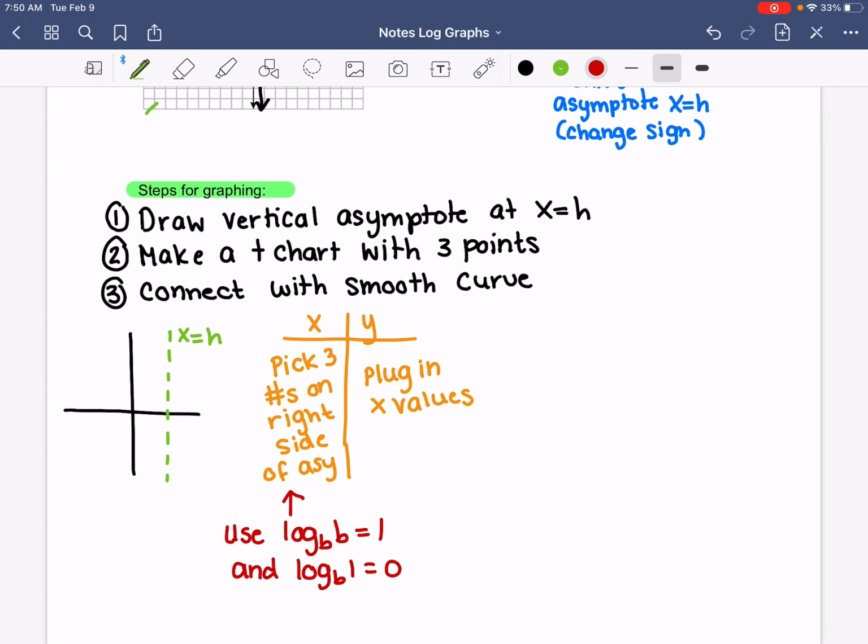The last thing I want to mention is our domain and range, and then we'll go do some examples. So the domain is your x values. It's usually just from h to positive infinity. Remember, the parentheses means like an open circle. You can't actually get to h, because h is an asymptote, and you can't actually get to infinity either. Unless your x was negative, then it's the other way.